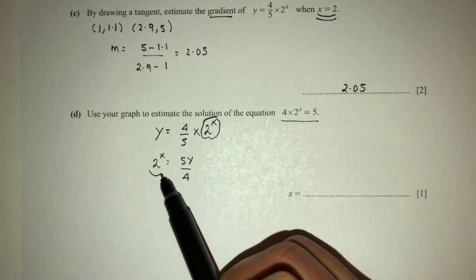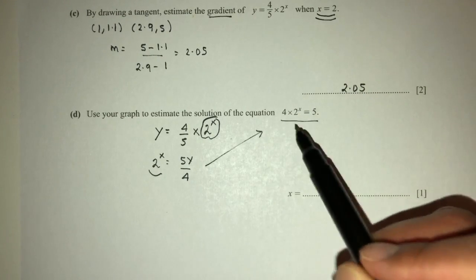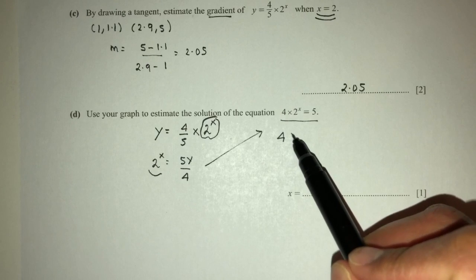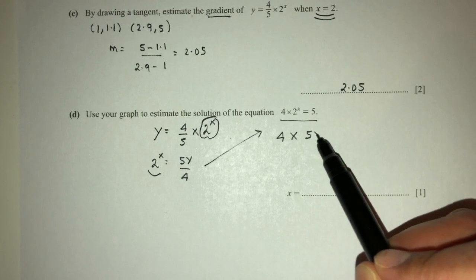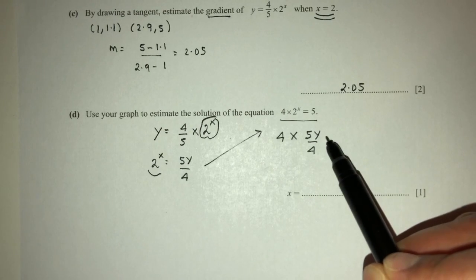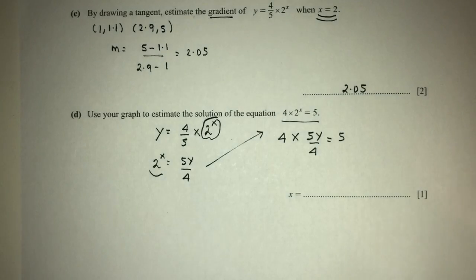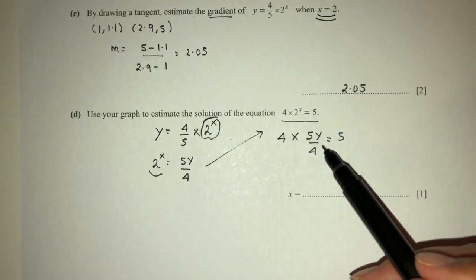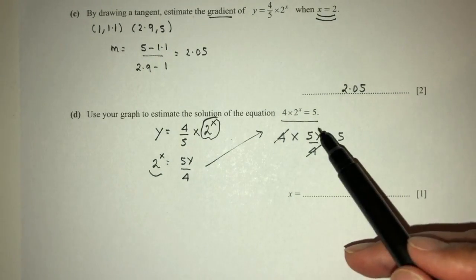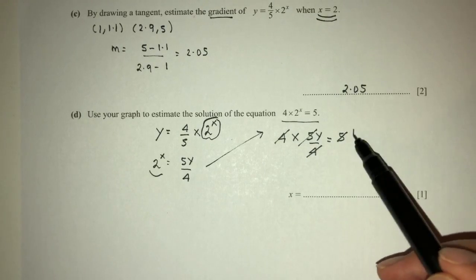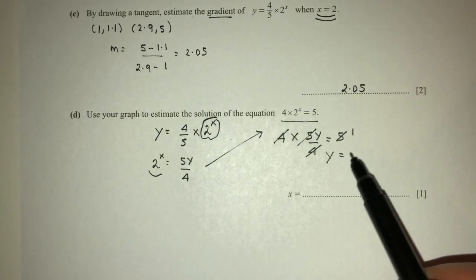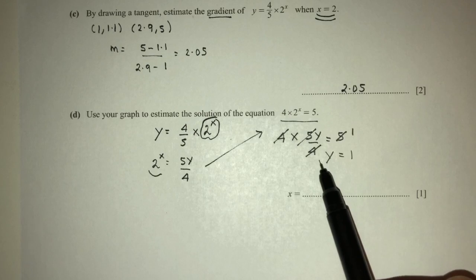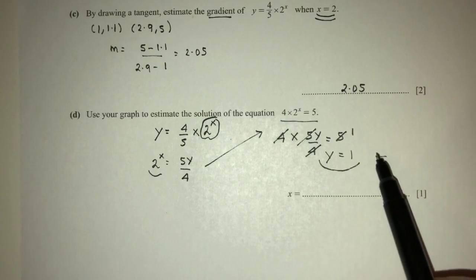Now replace this back in this equation. So you will have what? 4 times 5y over 4 equal to 5. So simplify. That will be cancel, cancel. And that is cancel, cancel. So y equal to 1. So basically we have to draw this line, y equal to 1 on the graph.